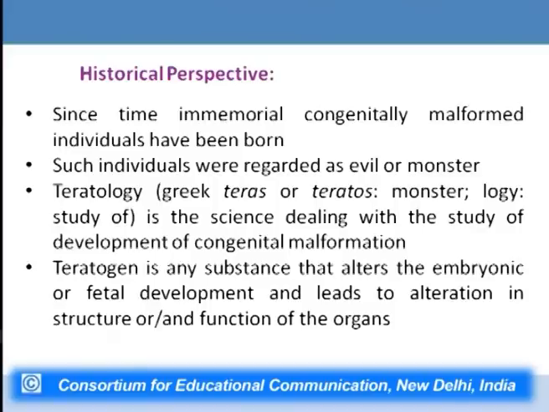What exactly is a teratogen? As the name suggests, a teratogen is any substance which alters embryonic or fetal development, and leads to alteration in the structure and/or function of the organ. So basically any substance which leads to change in the structure of the organs of an organism and the function of those organs can be termed a teratogen. A teratogen can cause both structural and functional change, or it might cause only structural change or only functional change.